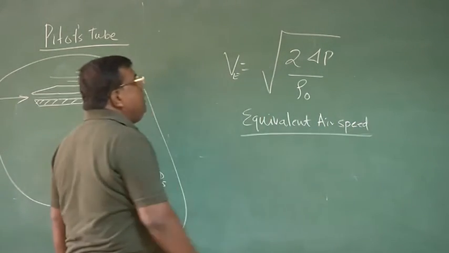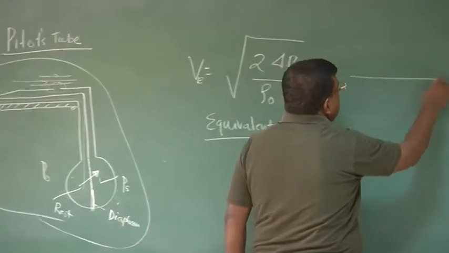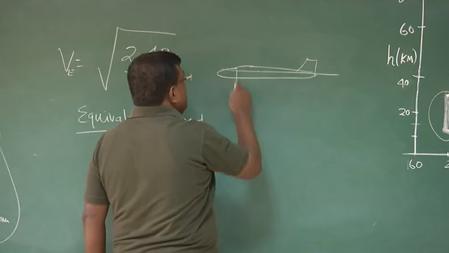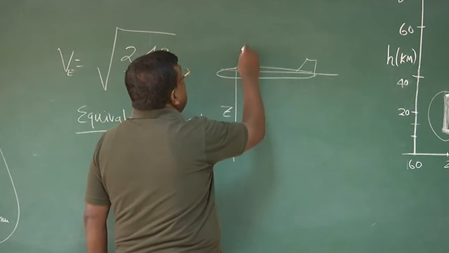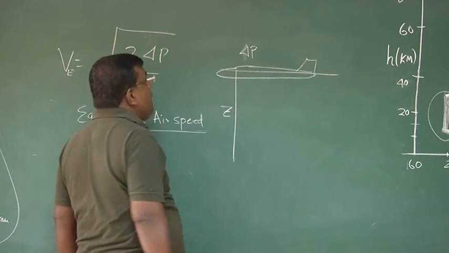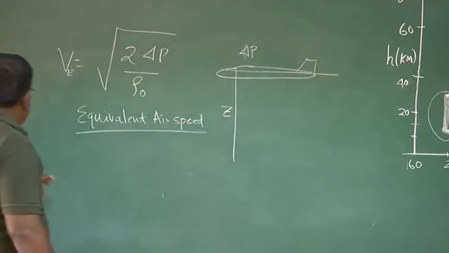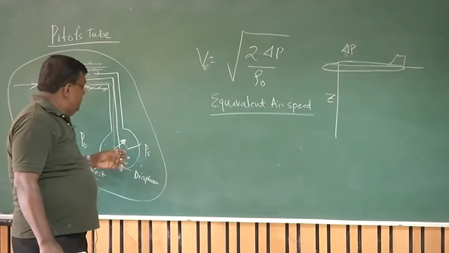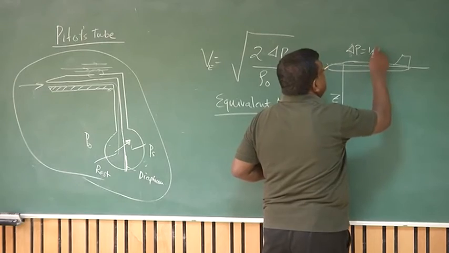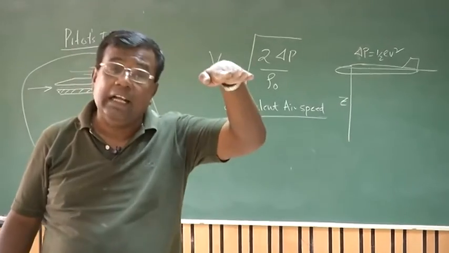What is the physical meaning of this equivalent airspeed? Suppose an airplane is flying at some altitude Z, and it is sensing the differential pressure delta P, which is nothing but the dynamic pressure. I am flying at this altitude and I am sensing the dynamic pressure at that altitude.